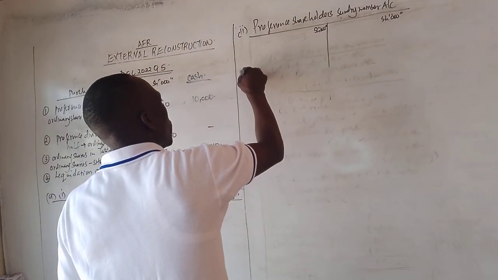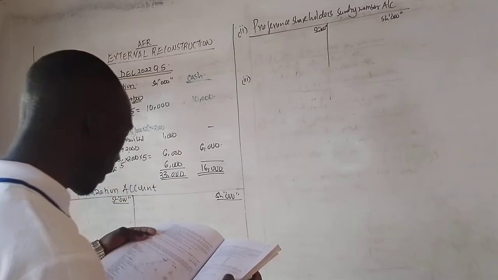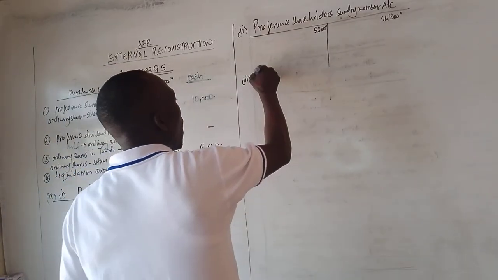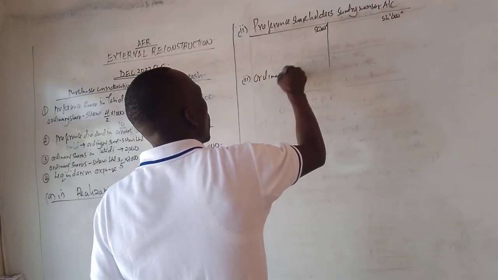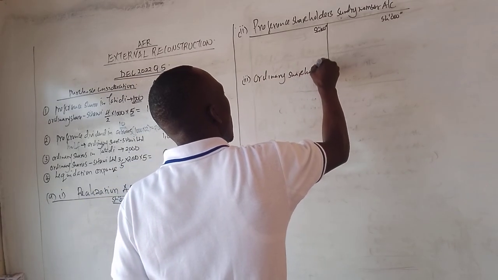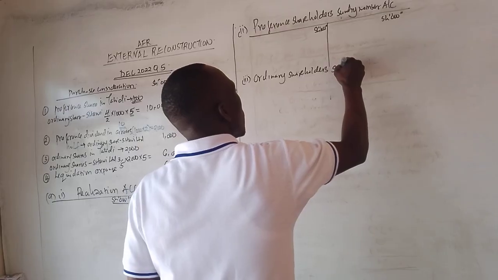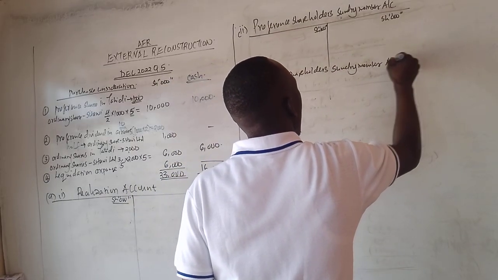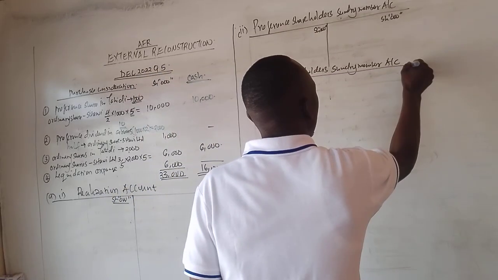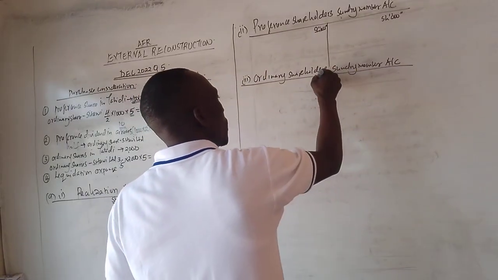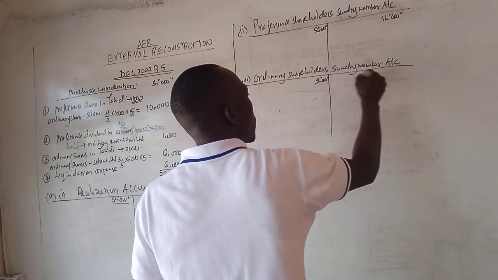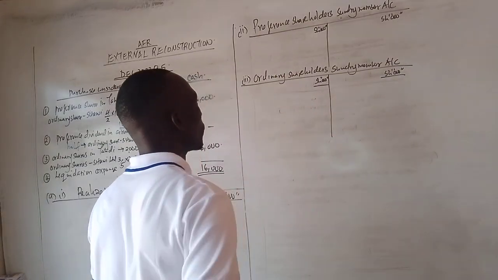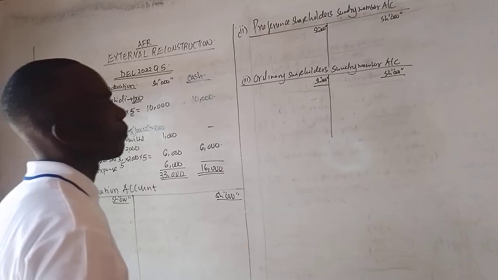Then Roman 3, they need us to prepare the ordinary shareholders sundry members account. This is how we are going to prepare this account. They are very easy accounts. Shillings are in thousand. So we start with these two because they are very easy.